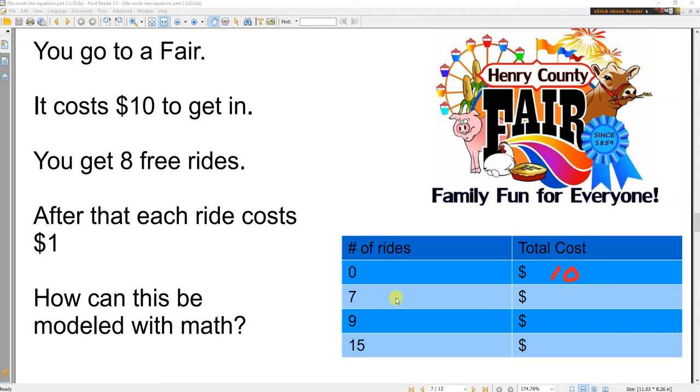You go to the fair, you go on 7 rides, how much have you paid? Well, all of those rides were free, right? They were part of your 8 free rides. So you don't have to pay for any rides, but you still have to spend the $10 just to get in. You go on 9 rides. Oh man, well now you have to pay for one of your rides. So you've got $10 to get in, plus the $1 for the ride. 15 rides, $10 to get in, plus how many of those rides do you have to pay for? 8 of them were free, which means you're still paying for 7 of them.